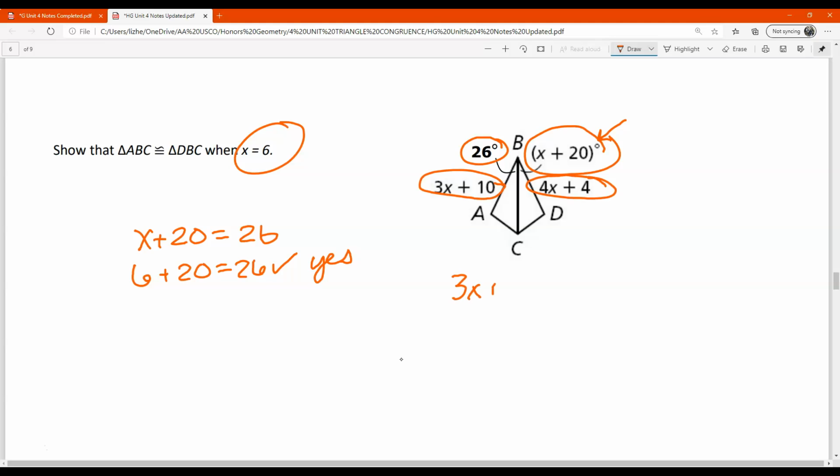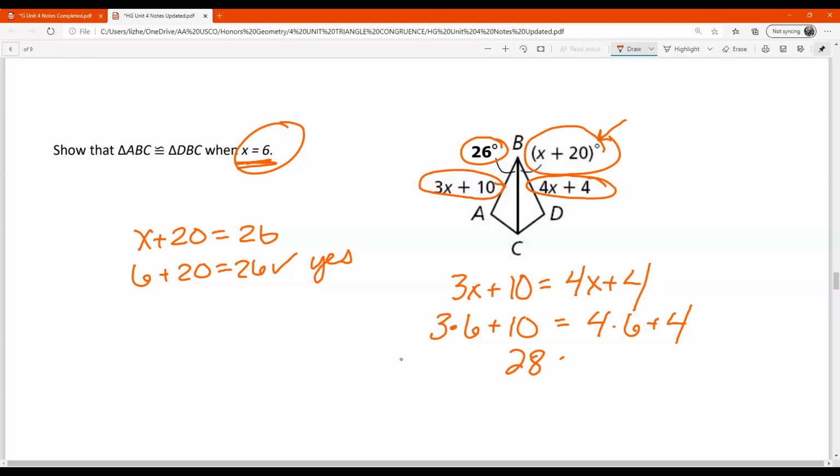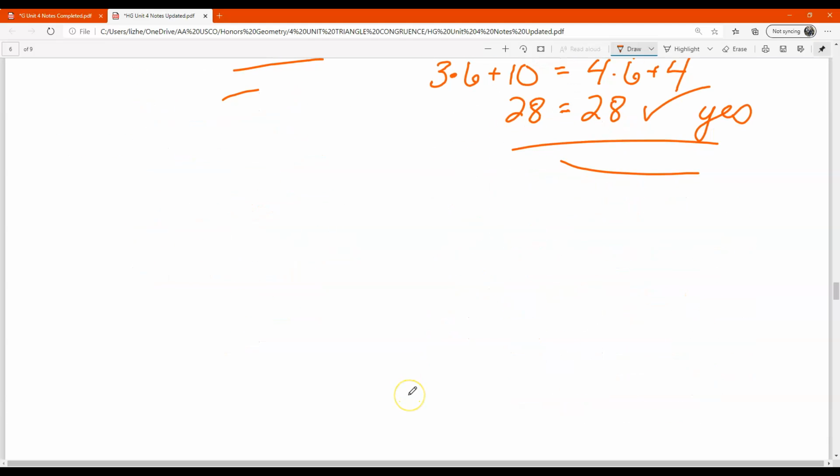So 3x plus 10 has to equal 4x plus 4. Put our 6 in. So 3 times 6 plus 10 has to equal 4 times 6 plus 4. 18 plus 10 is 28. 24 plus 4 is 28. Yes. And so there you go. We did it. And that is the end of lesson 4.